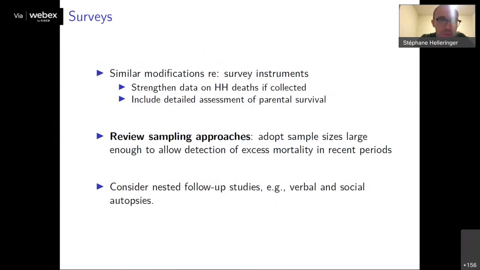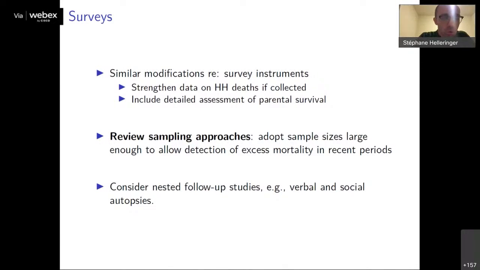Yeah, in surveys, similar recommendations are emerging about how to modify survey instruments, but additional considerations pertain to sampling approaches and sample sizes. I think a lot of the current sample sizes used in surveys are designed with the objective to measure adult mortality in relatively long periods of time, 6 to 8 years prior to a survey. Whereas in trying to estimate excess mortality during the pandemic, we are really focused on the most recent time period. So powering surveys to detect such recent changes in mortality seems particularly important.